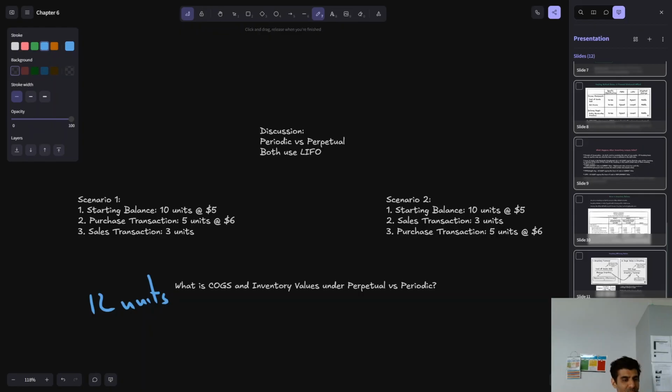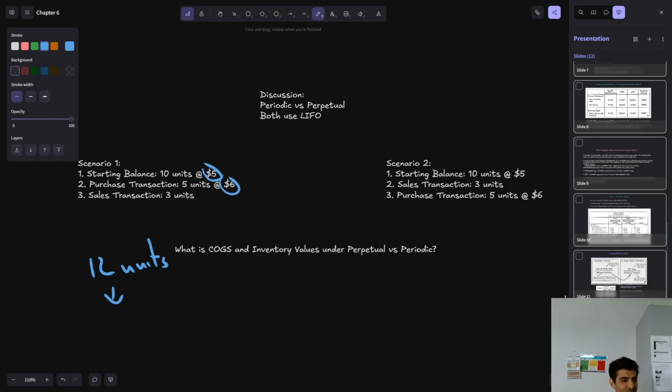So under the periodic, you're going to have these 12 units valued at, basically, the first 10 are going to be at $5, and then the next two will be at this. Okay, because we would have expensed the newest items first. So under periodic, it's going to be 10 at $5, so 50 plus 12. So that's $62 inventory.